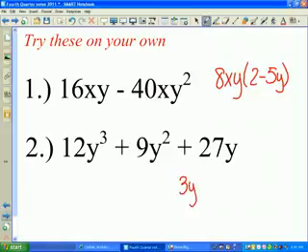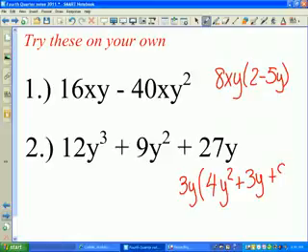And for the other one, I have 3y times 4y squared plus 3y plus 9. Okay? So if you gave them a try, check your answers against mine. And if there's any complications, just check with me when you guys come back.